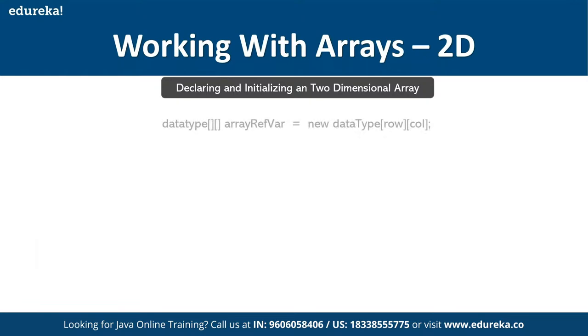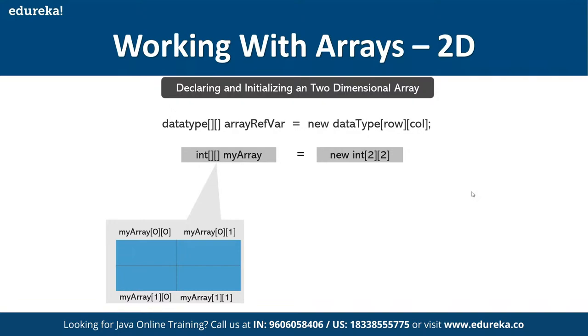Next, let's see how we can declare and initialize a two dimensional array. To declare and initialize my two dimensional array, we are going to create it like this. We'll have to mention the new, data type, and we'll mention the rows and columns. So this is the syntax for creation of my two dimensional array. Here in the scenario, I'm saying it as int, and I have mentioned my array, a new int 2 2. It means I'm creating an array which has two rows and two columns. And this is how I'm going to create a two dimensional array, guys.